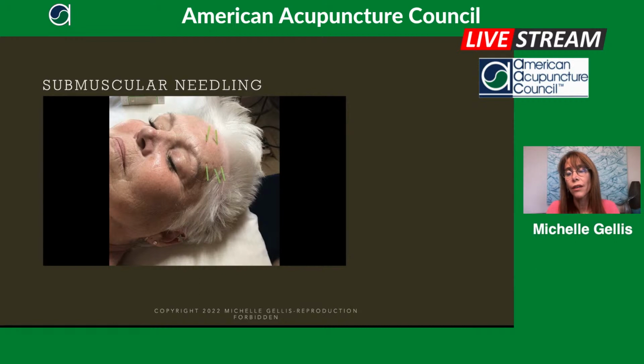And this, you would just leave the needles in for anywhere from 15 minutes to a half an hour. And this is especially helpful. Let's say your patient has Bell's palsy or some sort of facial paralysis. You can do it on both sides. You can do it on one side, wherever the muscles are affected.